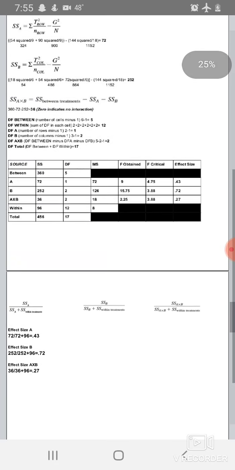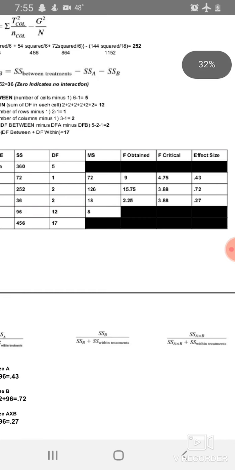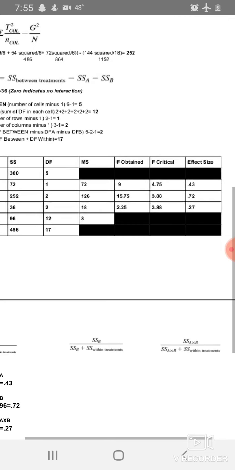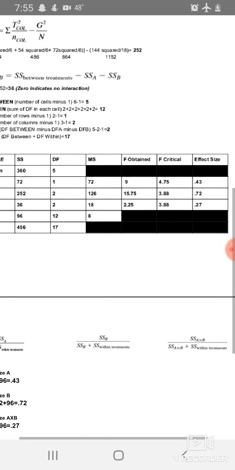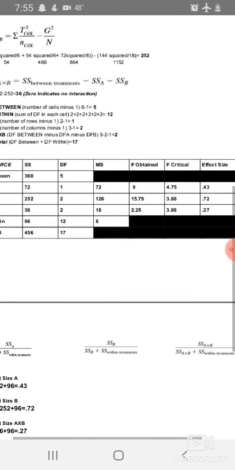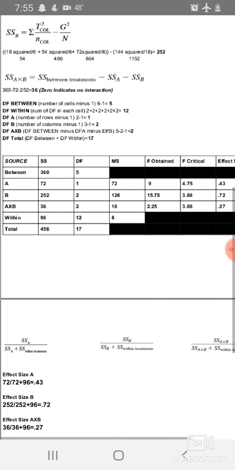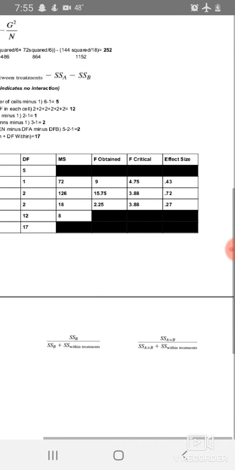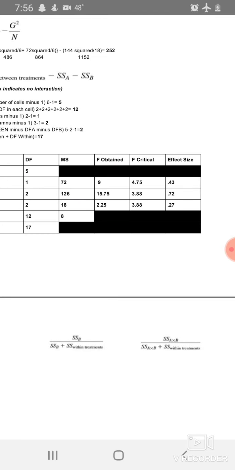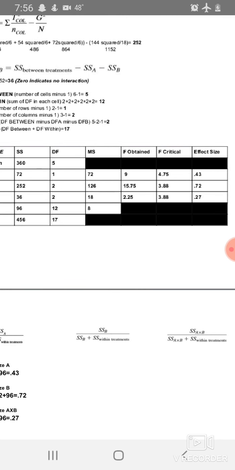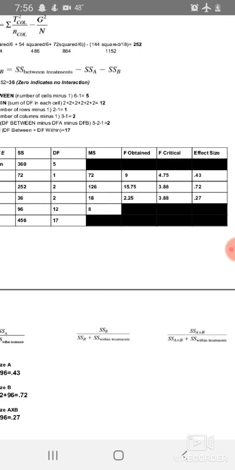You plot those on the ANOVA table, and now you have completed your ANOVA table. We could see that factor B has the largest effect size. We could see factor A has the second largest effect size, and the non-significant interaction has a low effect size of 0.27. This is how you complete a two-way ANOVA on a 2x3 matrix.